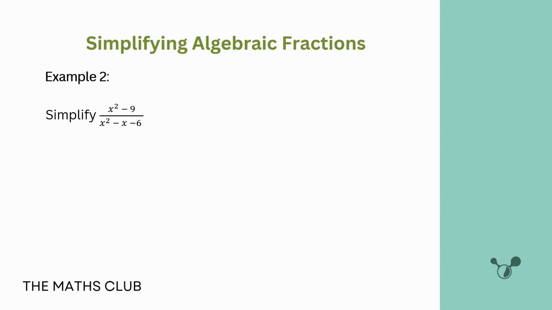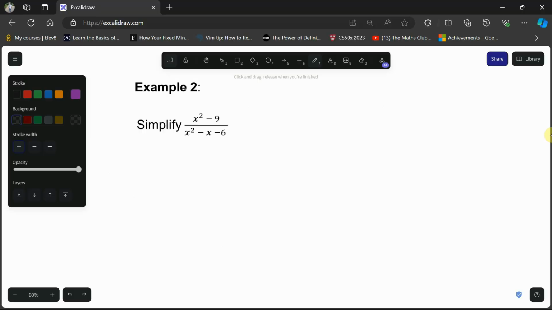Example 2 states that we should simplify x squared minus 9 all over x squared minus x minus 6. So when we see this, remember the first step is that we should factorize both the top and the bottom. This top can be written as x squared minus 3 squared, and that is like a difference of 2 squares. We've talked about difference of 2 squares before. So we can write that as x minus 3 and x plus 3. So we have factorized the top.